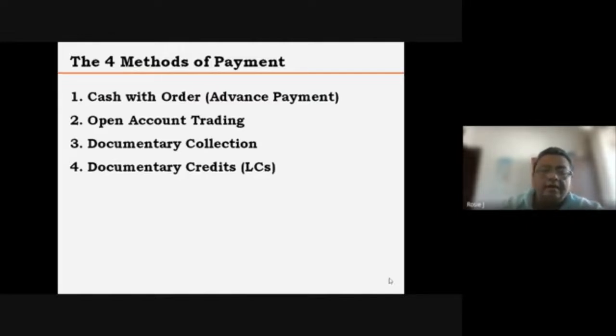Okay, let us start. Now, like I told you, the first session I did before the break was done in a generalized way, not much micro, more on a macro level. And now it's a little micro level. Okay. So, like we'll do with the payment methods in international trade.